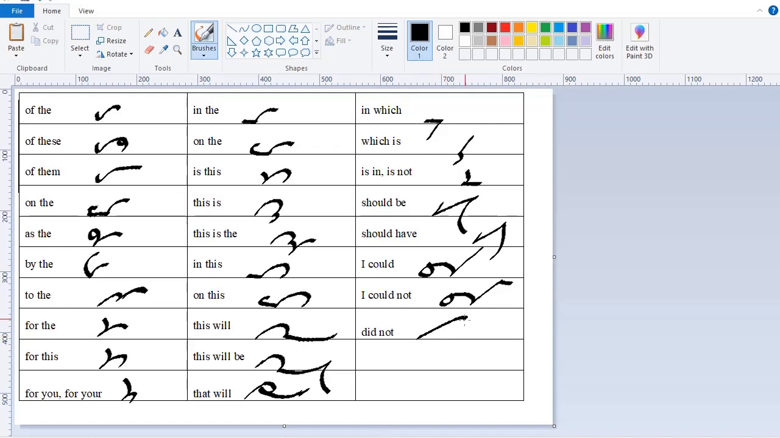Next, "did not." So we have "did," D, E, D, and then N. Let's just repeat, that looks bad. So we have D, E, D, N. Why does my E look so big? Let's repeat. We have D, E, D, N. Okay, so that is for "did not."